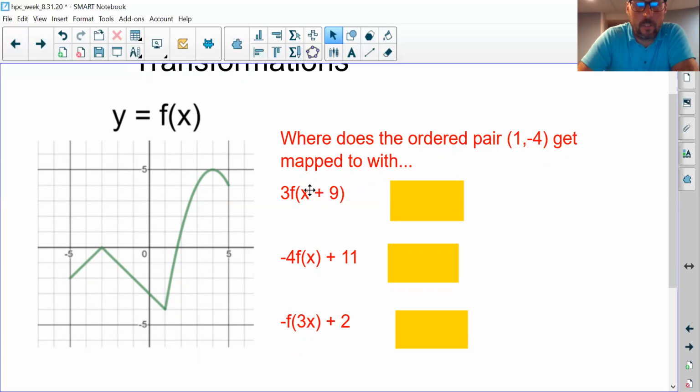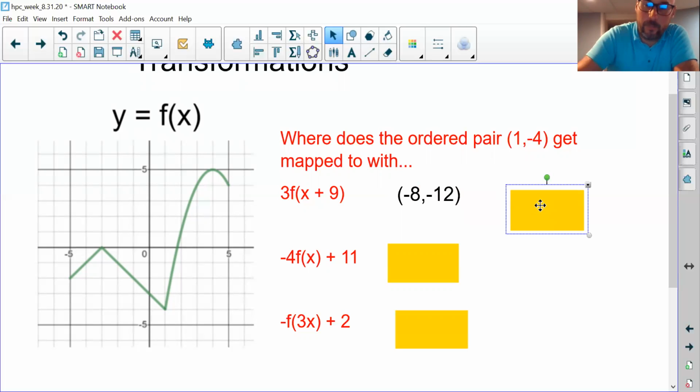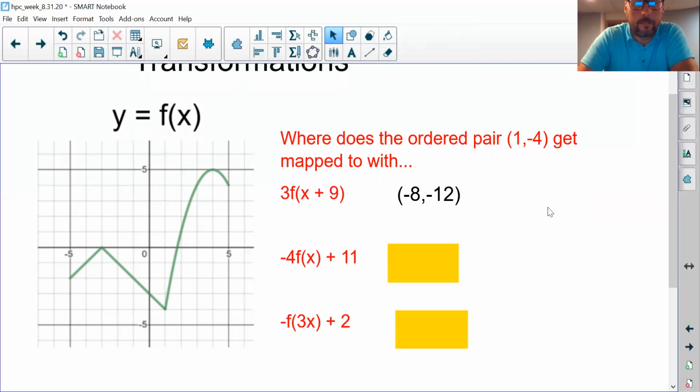Let's take a look at this first one. First thing is x plus 9 is inside the grouping symbol, so it's moving to the left 9. So 1, -4, this ordered pair is going to go to the left 9. So it's going to become -8, -4. And then 3 times f of x, so that's 3 times y. So the y value is going to be tripled. So it's going to be -8, -12. If you got that, fantastic.